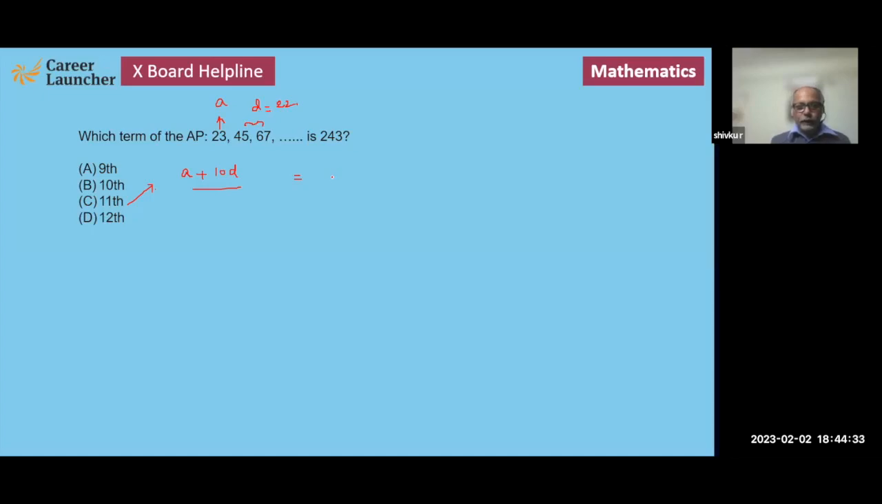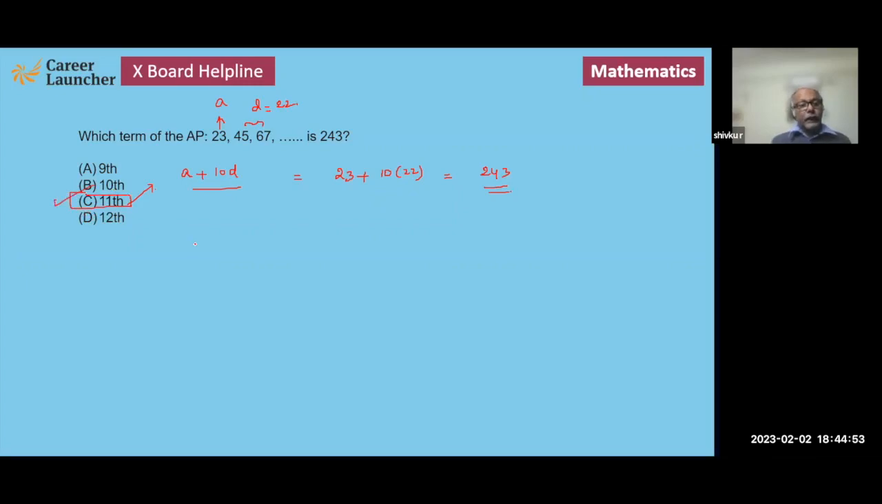So if it is the 11th term, then that term should have been 23 plus 10 into 22, right? That's equal to 220 plus 23, that is 243. Absolutely. So this answer is my correct answer.